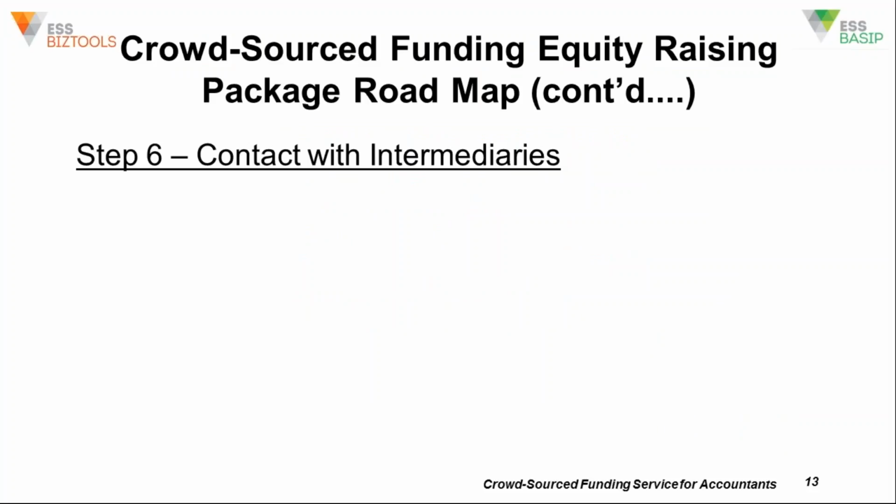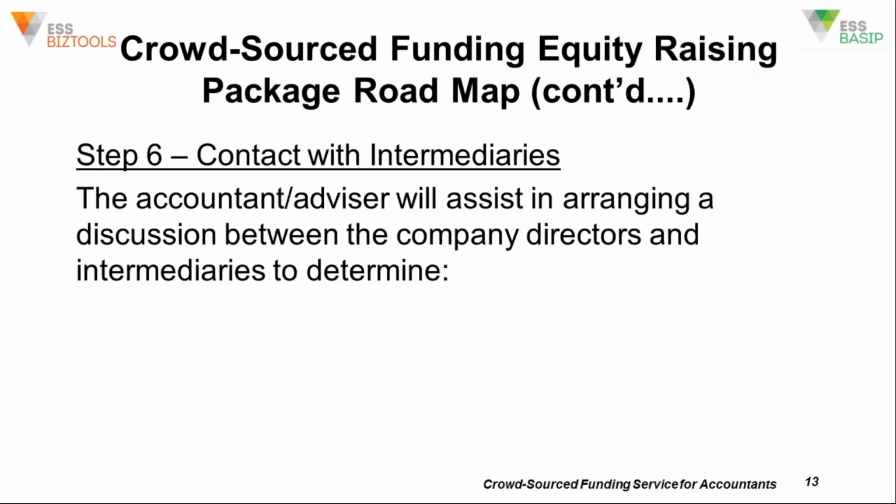Step 6, contact with intermediaries. We'd be suggesting that your client should have discussions with about 3 intermediaries. We are assuming that sometime between now and beginning of July, the names of intermediaries that have been approved by ASIC will be available. And in most cases, I imagine that the accountant advisor would be advising clients of who the intermediaries are, especially if you've got any in your local area.